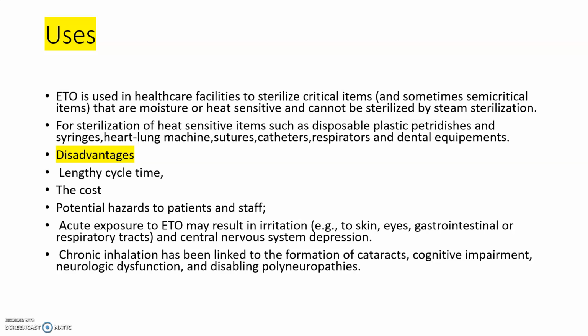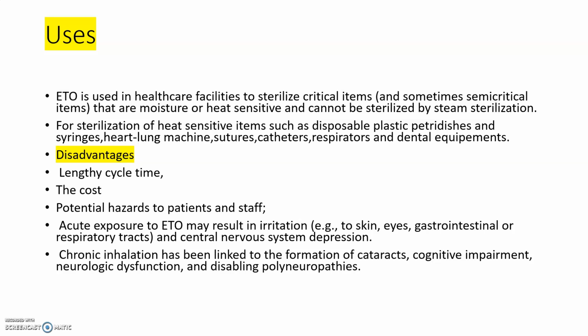Now the uses. It is used in healthcare facilities to sterilize what? Critical items and sometimes semi-critical items too, that are moisture or heat sensitive and cannot be sterilized by steam sterilization, for example heat sensitive items such as disposable plastic petri dishes and syringes. The heat sensitive items which are sterilized using this method are disposable plastic petri dishes, syringes, heart-lung machines, sutures, catheters, respirators, and dental equipment.